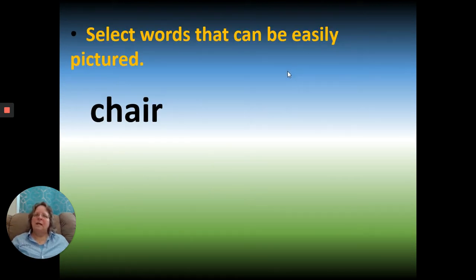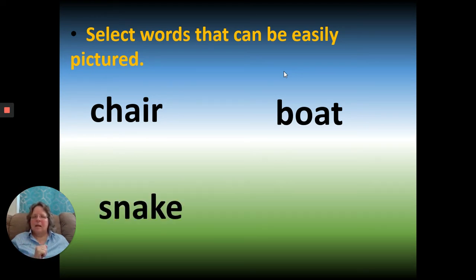You want to select words that can be easily pictured. So for instance, chair. You may have different styles of chairs in the culture, different things, but they see a chair that they're familiar with in a picture, and they're going to know that's the word chair. Same with a boat. The style of boats may differ, but the basic word for boat is going to be the same. And the same for snake. You have the snake picture.